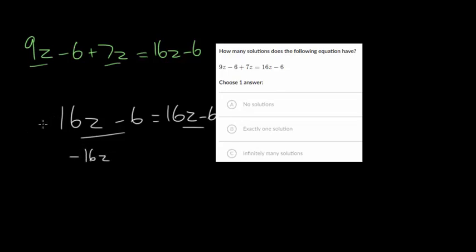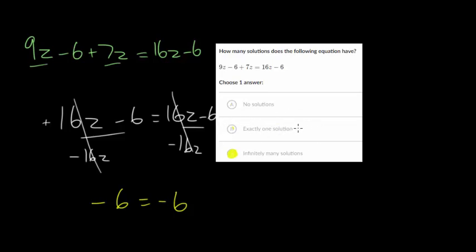So minus 16z to cancel out the positive 16z. Do that on both sides. These go away since that's just 0, and I get minus 6 equals minus 6, something that's always true. So no matter what value of z I put in here, this will come out to something true. Imagine putting 10 in. You get 16 times 10 is 160, minus 6 is 154. You get the exact same thing on both sides. If I put in 1, 16 minus 6 is 10, and I get that on both sides. So it doesn't matter what I put in, it will always come out to something true, so that is infinitely many solutions.